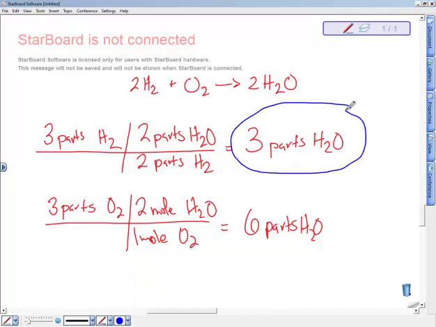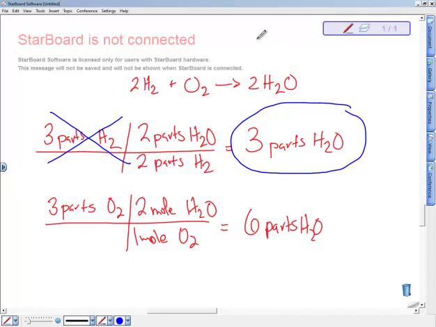Now, this one might take you guys a little longer to think through. That means the hydrogen's gone, so what's in excess this time? O2. Did we use all of the 3 parts? No. Did we use some of it? Yes. All right, so let's get some logic going.